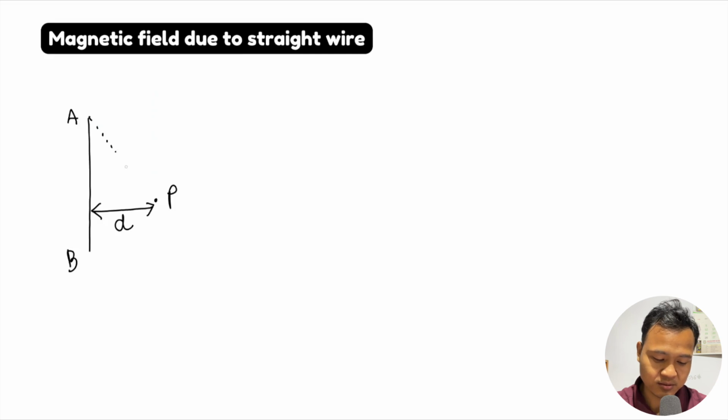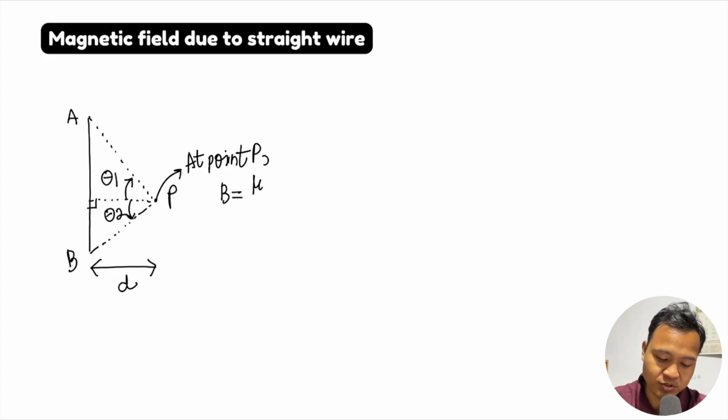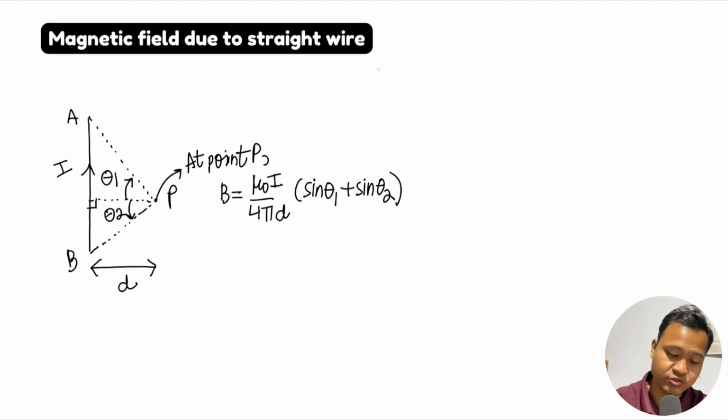It makes an angle theta 1 from A, and an angle theta 2 from B. The perpendicular distance is D. So I have a wire AB, and I need to find the magnetic field at P. The wire subtends angle theta 1 at point A and theta 2 at point B. So at point P, the magnetic field will be given by mu naught into I, where I is the wire current, divided by 4 pi D into sine theta 1 plus sine theta 2. This is a formula to remember.